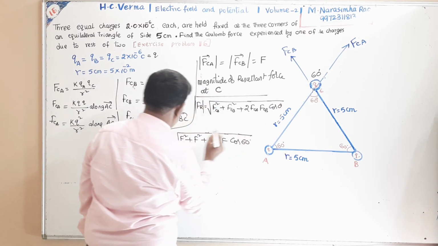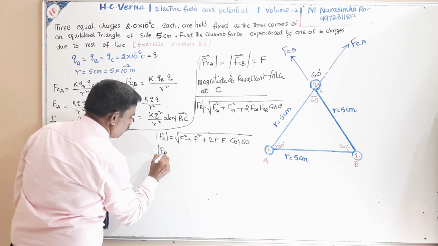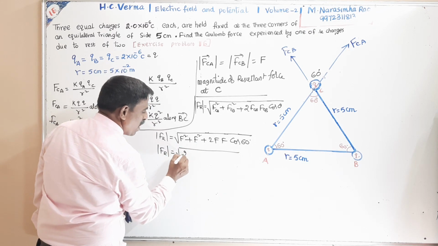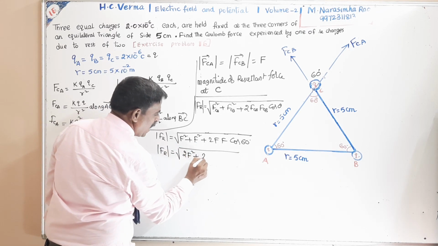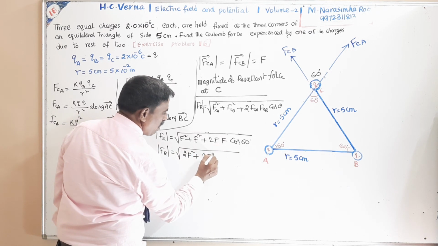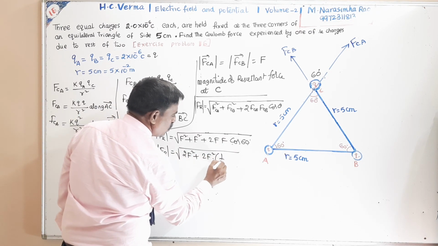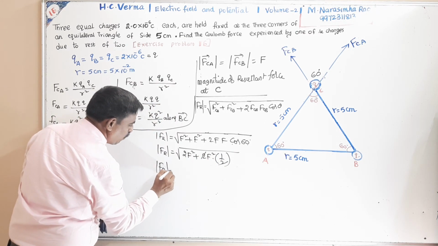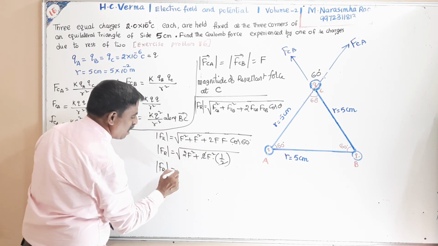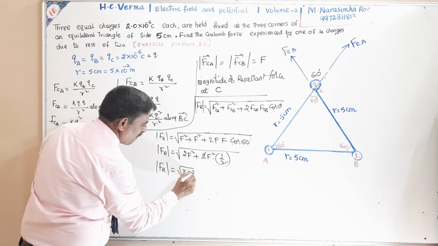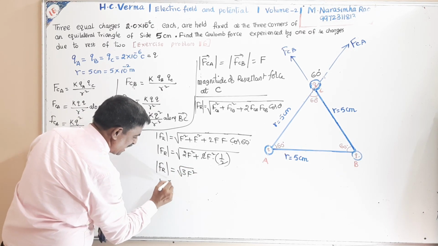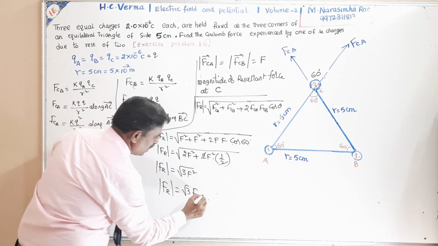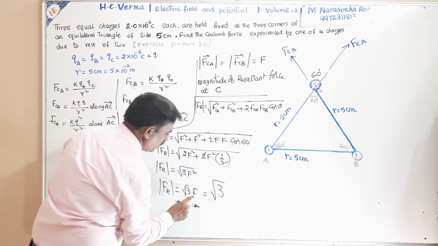The magnitude of the resultant force at the point C is equal to F square plus F square plus 2 F into F, F square, cos 60 which is 1 by 2. The 2 gets cancelled. The resultant force at the point C is equal to 2F square plus F square, that is 3F square. So the resultant force at C is equal to root 3 F.